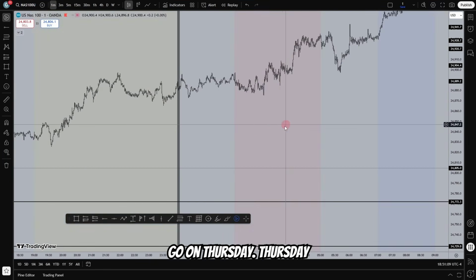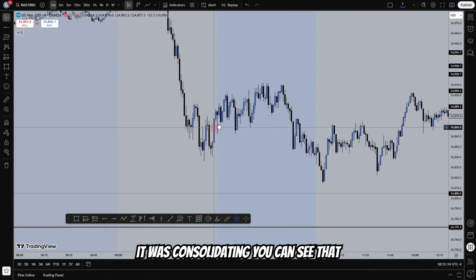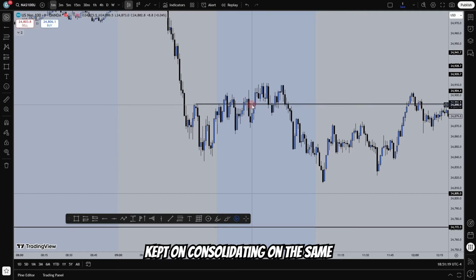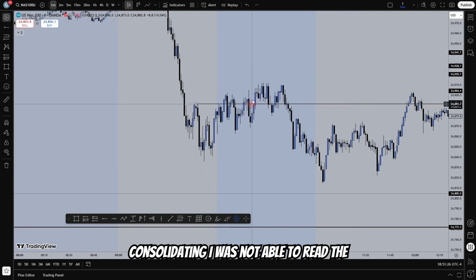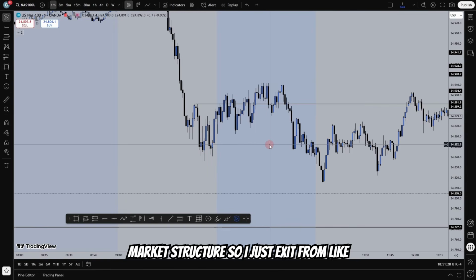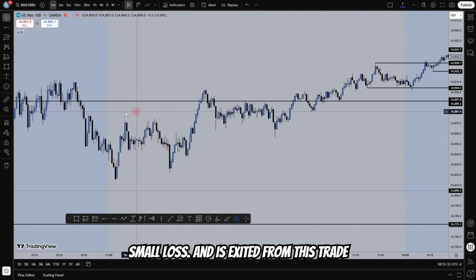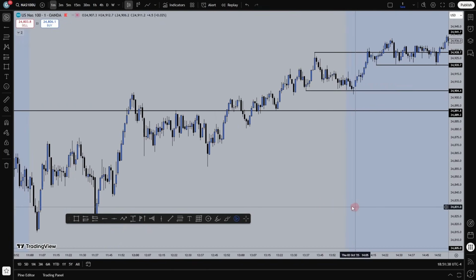Now let's go to Thursday. Thursday it was consolidating. You can see that price took the high over here, but it kept on consolidating in the same area of interest. So I closed the trade over here because it kept on consolidating. I was not able to read the market structure, so I just exited from the trade with a small loss.